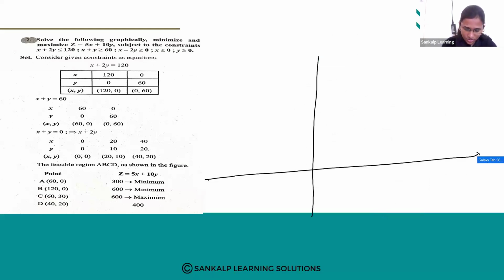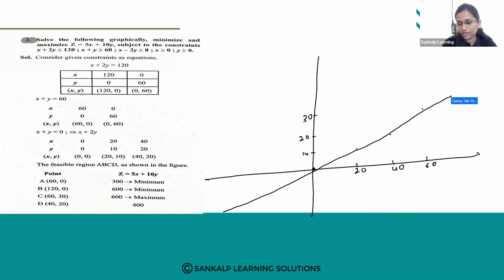If x is 0, y is 0. If x is 20, suppose this is 20, then y is 10. If x is 40, then y is 20. If x is 60, then y is 30, like this. So here you have 1 point, here you have 1 point, here you have 1 point. Something like this you will get the straight line.